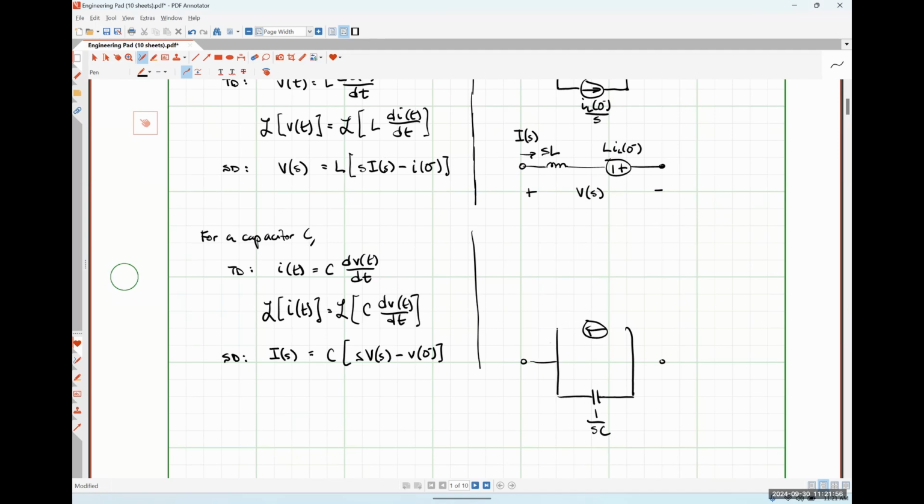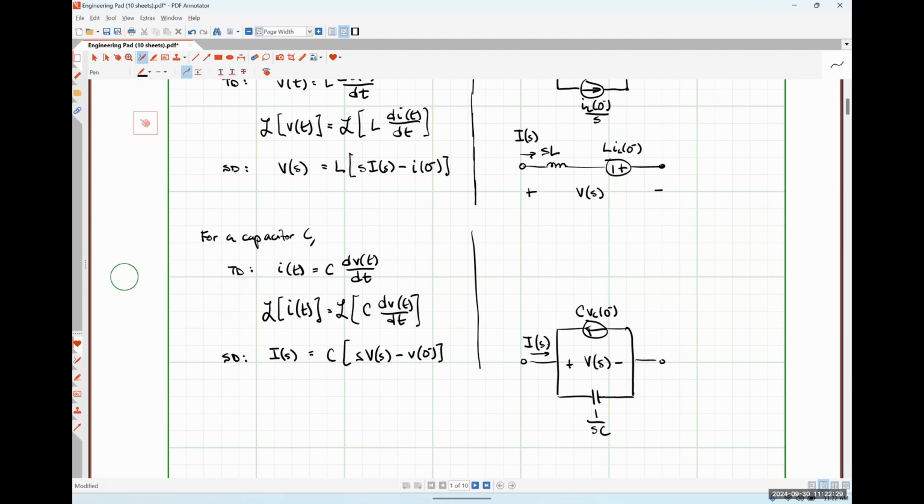Here's our current source of CVC at 0 minus. And I drew the current source in that particular direction because I'm going to define my voltage V of S here and my current I of S like so. So this negative sign right here tells me that my current source direction should be opposite of my IS direction.